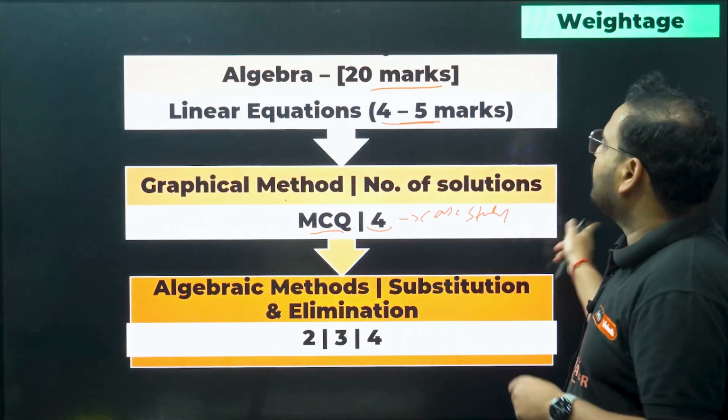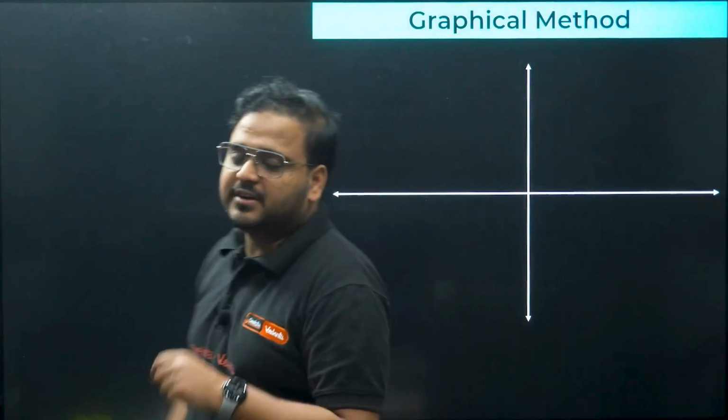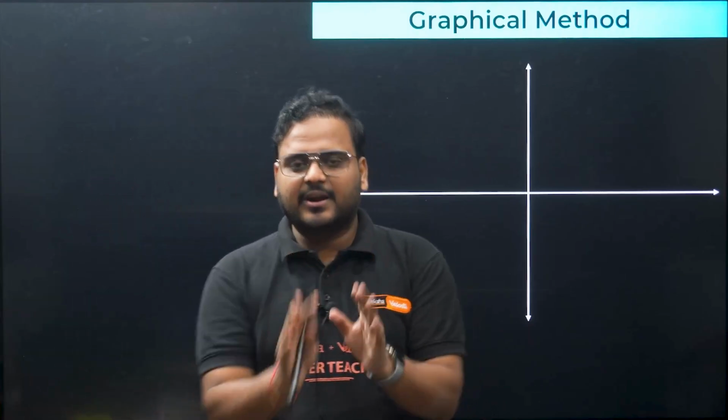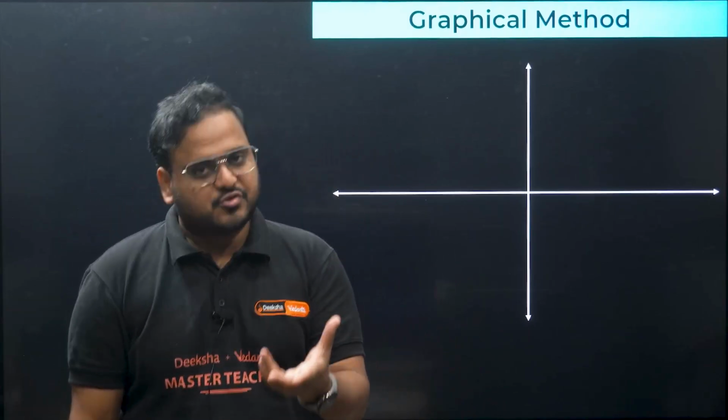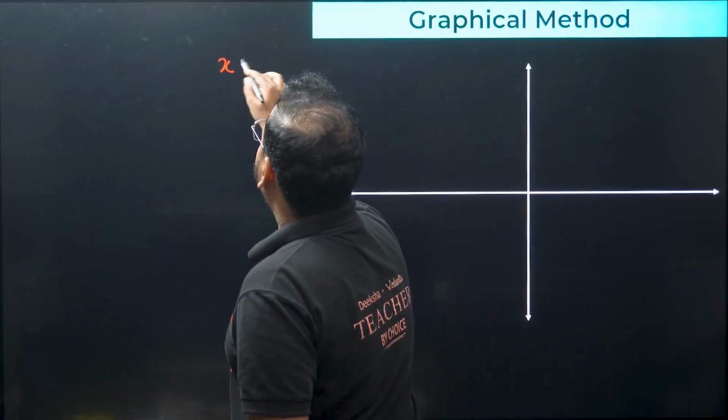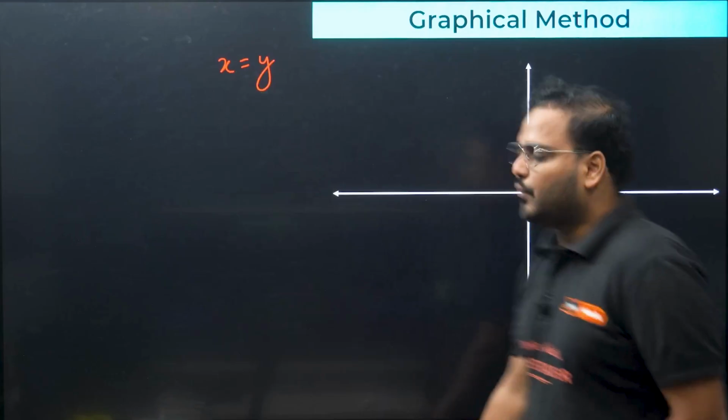Alright, let's move on then. First thing first, graphical method. What's the meaning of the graphical method? Basically, you understand that linear equations mean a straight line, right? If I have the equation given to you as x = y, that's my equation.